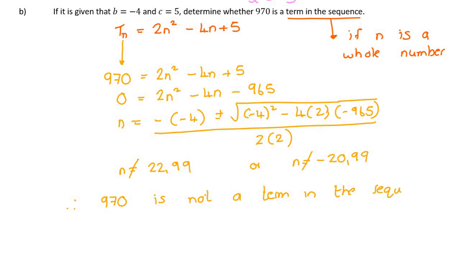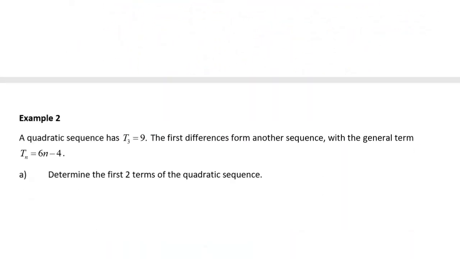So a very important take-home message in this question is if something is given as a term, you have to be able to get a whole number for n. If it's not a term, you won't get a whole number. Right, let's move on to our next question.